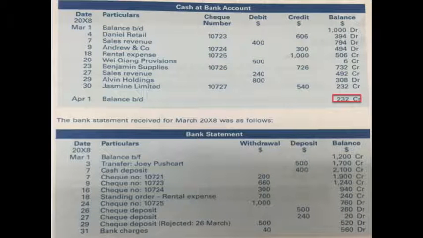Okay, so now we look at a typical kind of bank reconciliation question. Normally the first part of the question, they will ask you to update your cash book first. Then you do a bank reconciliation. So how do we update our cash book? First, we will use the figure that the cash book has, which is the 232 credit. So if it is a credit balance, it shows that it is actually a bank overdraft. So therefore, it's a credit instead of a debit.